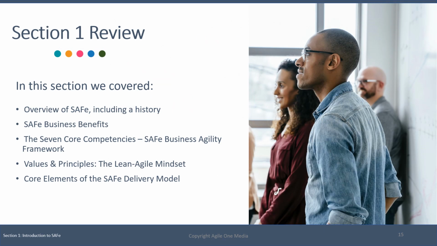So this concludes section 1 of the course. In this section we gave an overview of SAFe, including a history of SAFe. We talked about some of the business benefits of adopting SAFe. We discussed the 7 core competencies that make up the SAFe Business Agility Framework. Then we talked about values, principles, and the lean agile mindset. And finally, we talked about the core elements of the SAFe delivery model.